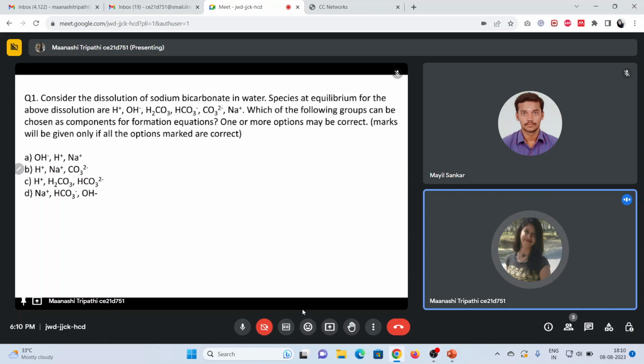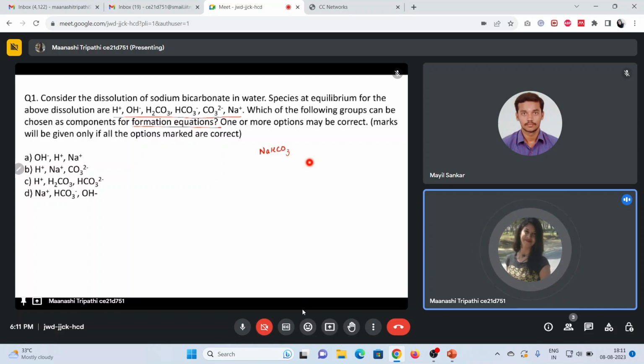This is question number 1. Consider the dissolution of sodium bicarbonate, NaHCO3, in water. Species at equilibrium for the above dissolution are these. Which of the following groups can be chosen as components for formation equation?